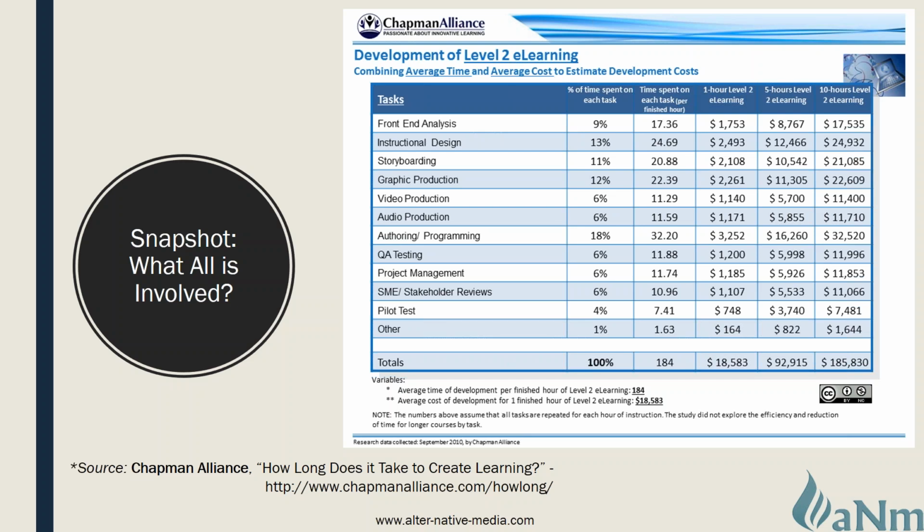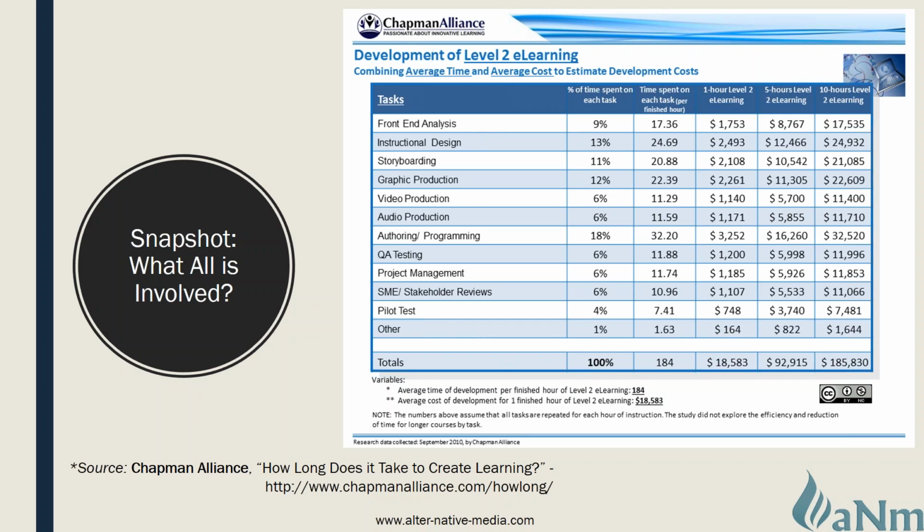Level 2, which most of us will deal with primarily most of the time, is a little bit of images, a little bit of interactivity, some media, some video. And then level 3 would be those really immersive simulations, maybe video games, but the high level learning. And as you can see, based on the Chapman Alliance, there's a lot of steps that go into creating e-learning.